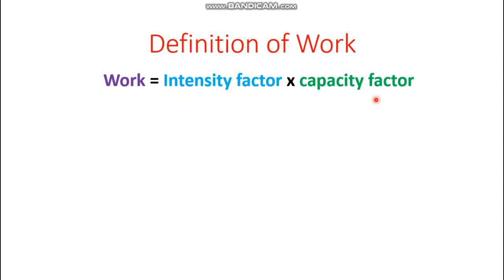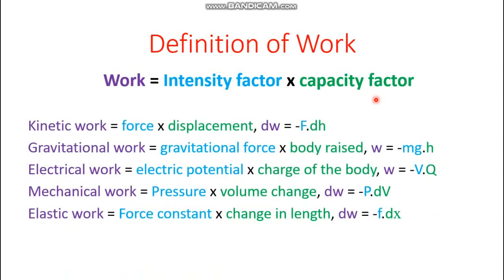Okay, so let us elaborate this with some examples. If it is the kinetic work, then the intensity factor is force and the capacity factor is displacement. Try to match the color of the statements here. This work is written in violet color. The intensity factors are written in the copper sulfate color, that means the blue color. Okay, it is known as the vitriol color. And the capacity factor is written here in the green color. So here you can easily differentiate them.